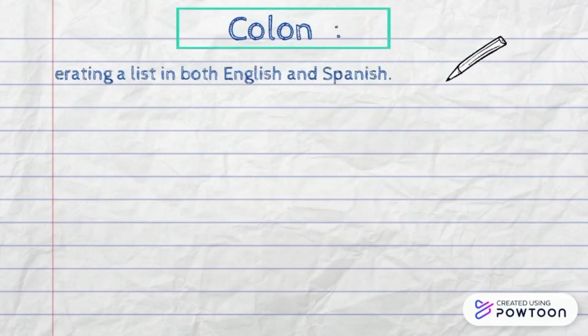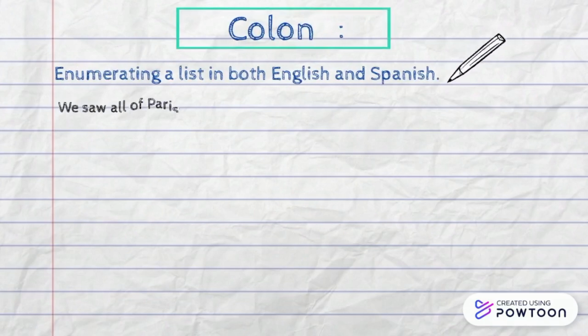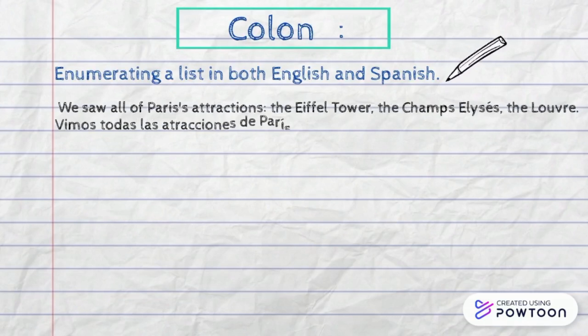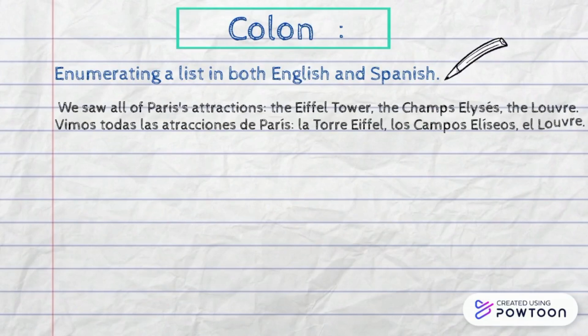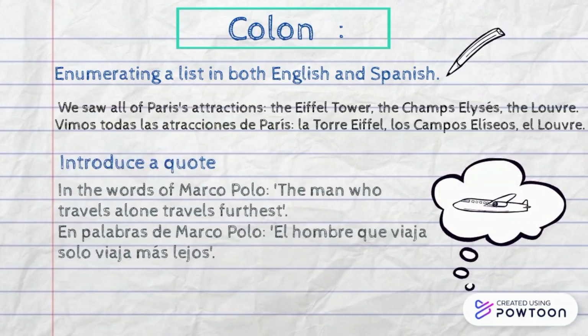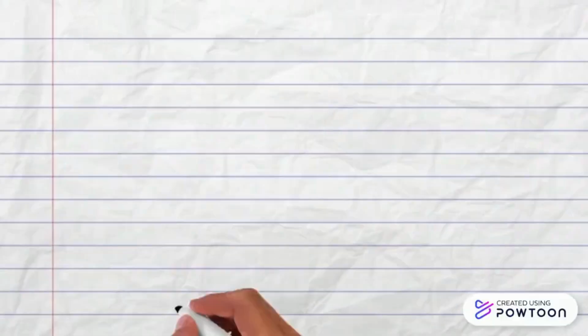Colon. The main use of the colon is to enumerate a list in both English and Spanish. For example, we saw all of Paris's attractions: the Eiffel Tower, the Champs-Élysées, and the Louvre. But they also introduce a quote. In the words of Marco Polo, the man who travels alone travels furthest.